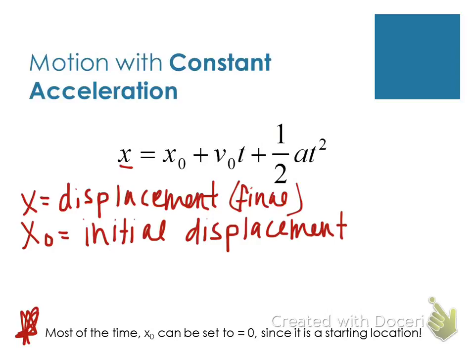Okay, because we get to choose the origin. We talked about that a little bit last class. We get to choose the origin at our starting point. Okay, so most of the time, X sub 0 is going to be equal to 0. And we'll see that as we go through a couple problems here. All right.